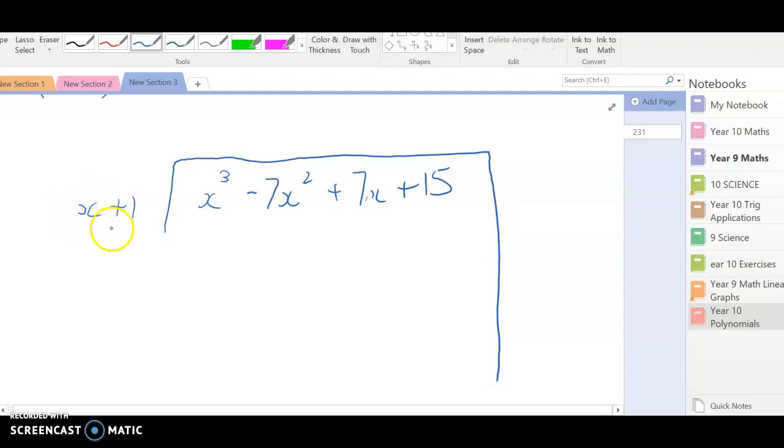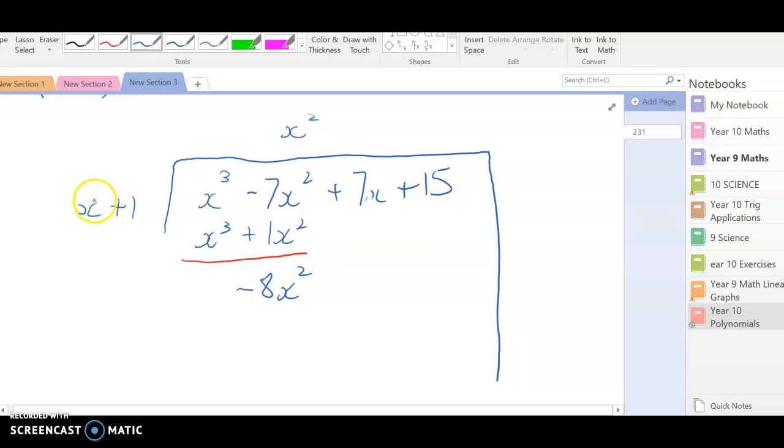X, how many times do you reckon x can go into x cubed? And the answer is x squared. Remember what we did with the 14 and the 2? We went 2 times 14. Well, here we're going to go x squared times x is x cubed. And x squared times plus 1 is 1x squared. What we do next is we subtract. So we end up x cubed, that cancels out, and minus 7x squared minus 1x squared is minus 8x squared.